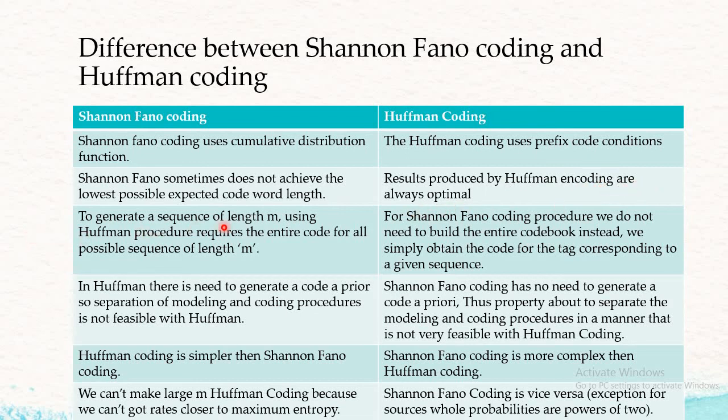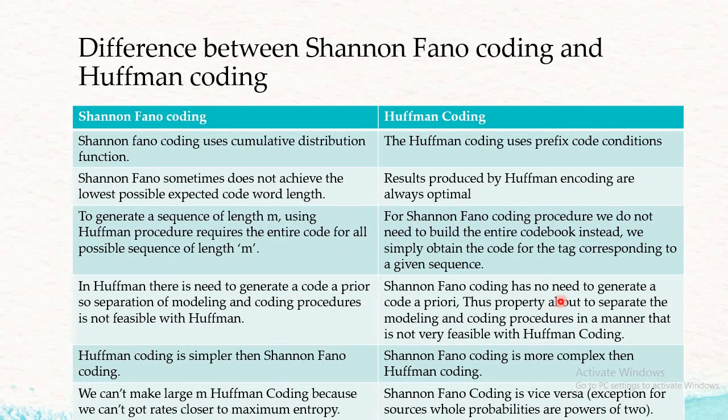To generate a sequence of length m using the Huffman procedure requires the entire code for all possible values of n. So this is a condition for Huffman, but for the Shannon procedure, we do not need to build the entire code book. Instead, we simply obtain the code for the tag corresponding to the given sequence. In Huffman, there is a need to generate a code prior to the separation of model and the coding procedure, which is not feasible in Huffman.